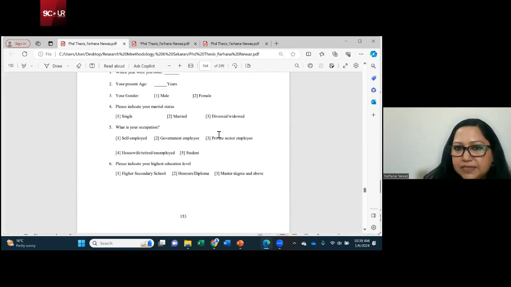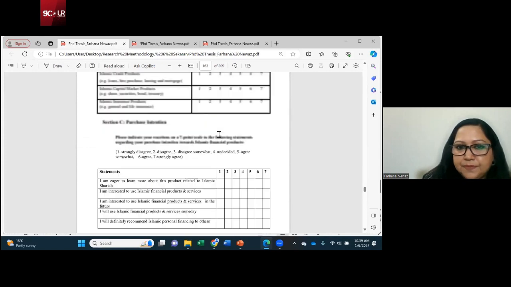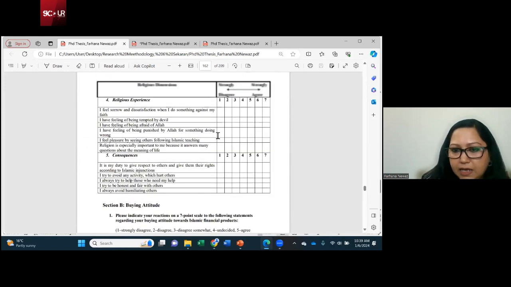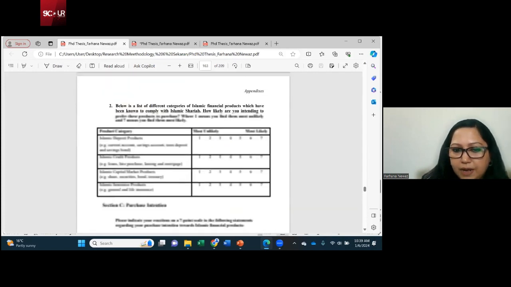So the measurement scale should be like this. Understood, Prof. Thank you. Okay, thank you. Then I will go back to where I was.